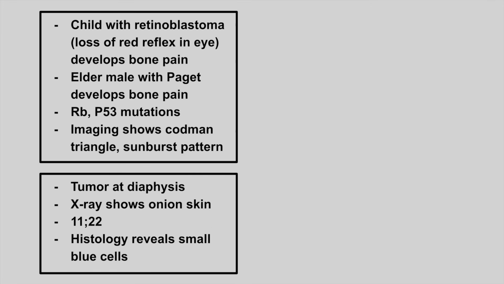Next, we have a child with retinoblastoma, seen by a loss of the red reflex in the eye. Now they develop bone pain. Or we could have an elder male with Paget's who develops bone pain. It's often due to RB and p53 mutation, and imaging is going to show a Codman triangle or a sunburst pattern. So this is osteosarcoma.